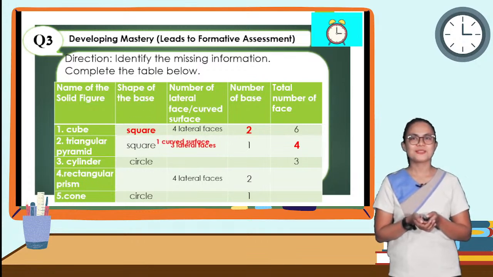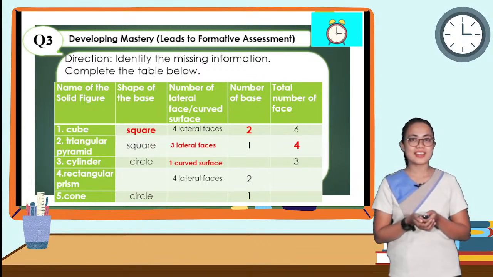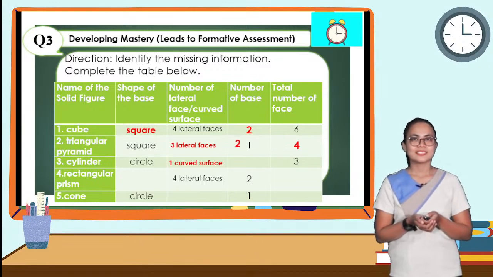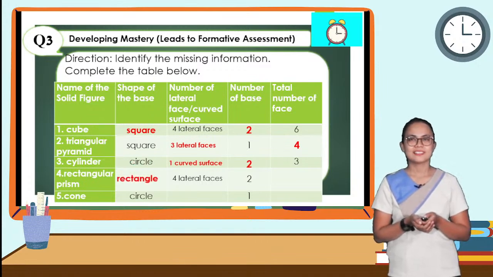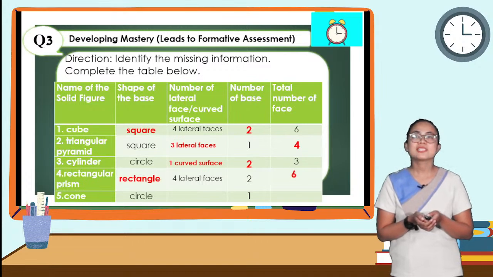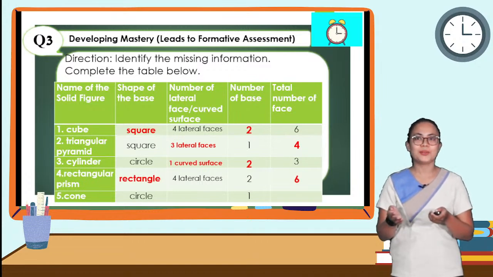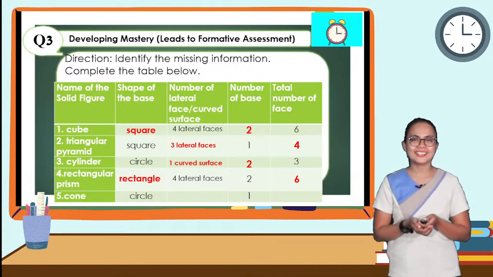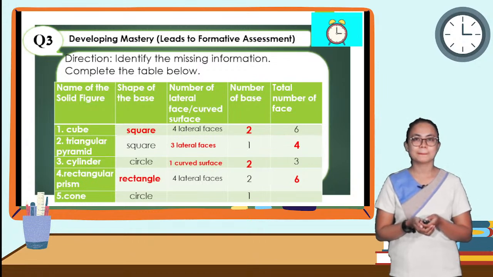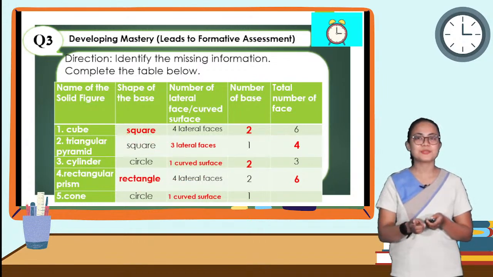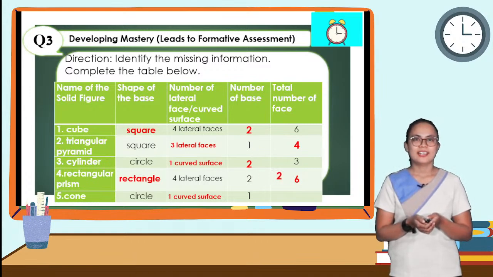great, we have 1 curved surface and 2 bases. And number 4, rectangle. And the total number of faces is, great, we have 6. How about the last one? We have the solid figure cone. Nice. The answer is 1 curved surface and 2 total number of faces.